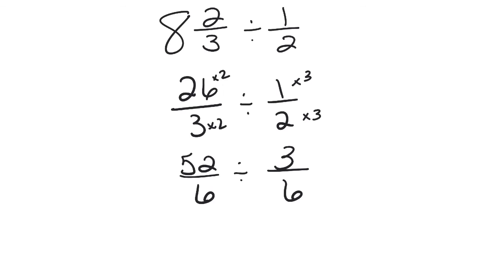So now we're doing 52/6 divided by 3/6. 6 divided by 6 makes 1. And we know a denominator of 1 just means a whole number. So then we have 52 divided by 3.